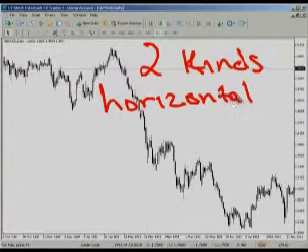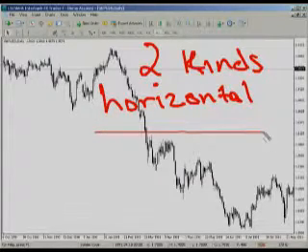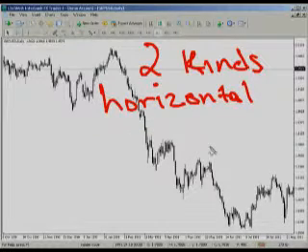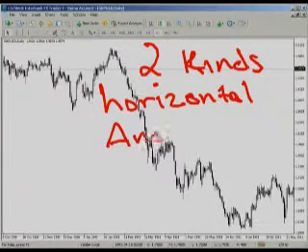Now, when I was a Boy Scout, the way they taught us to remember horizontal was the horizon. When you're outside or looking at the ocean, you can see the horizon. It's just a straight line straight across. Well, horizontal simply means a straight line like that. Then we also have angled.